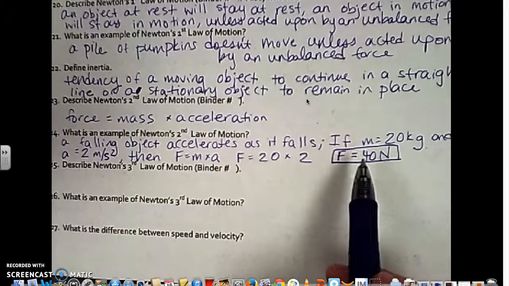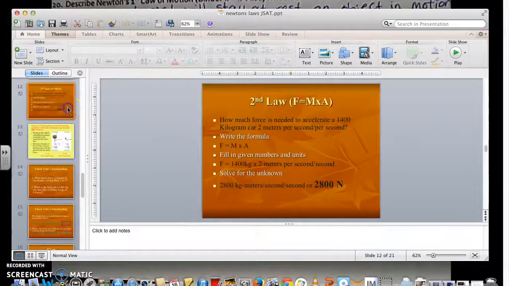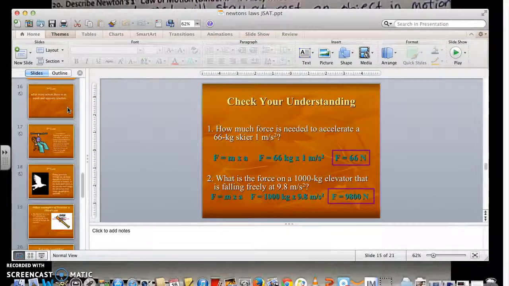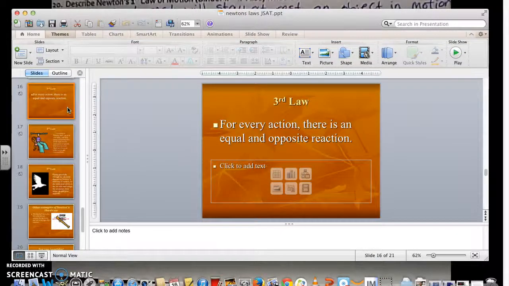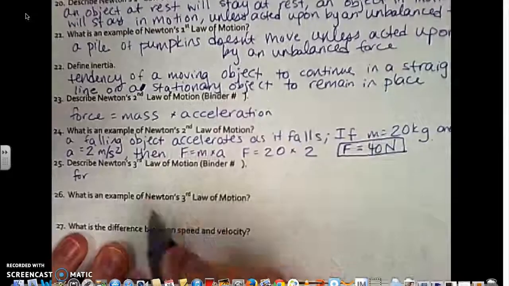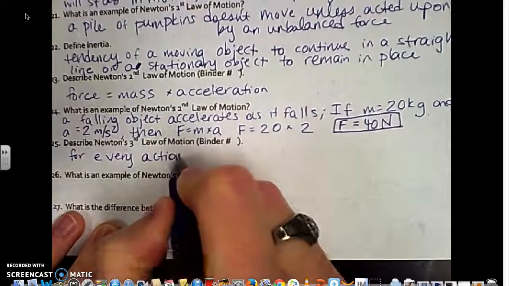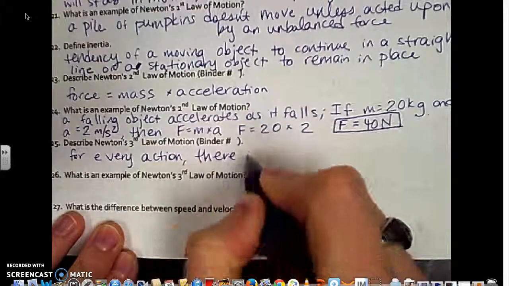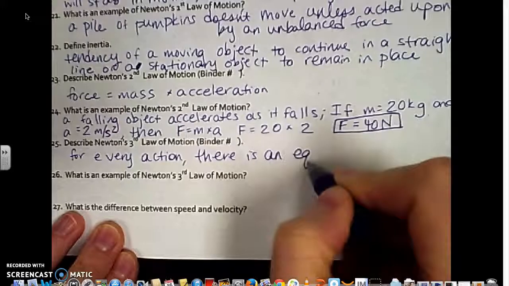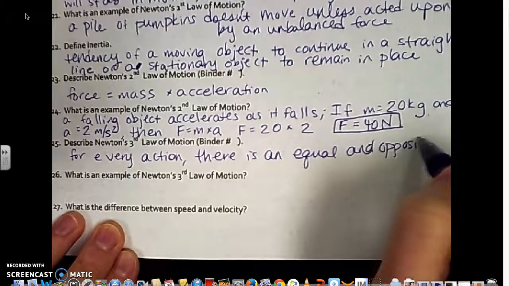All right, number 25 says describe Newton's third law of motion. This is probably the one that you are most familiar with. You hear this on television and whatnot. There's a bottom line right there: for every action, there is an equal and opposite reaction.